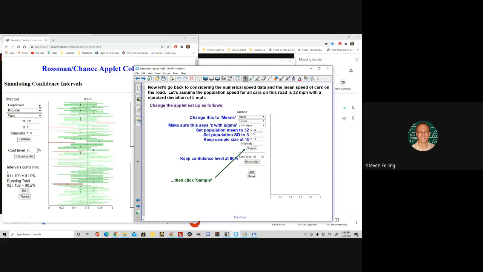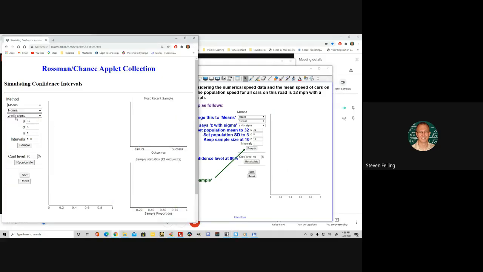Instead of proportions, we change this box here to means. We'll use normal here, and leave this set at its default, z with sigma. Then let's enter a population mean, which means the actual average speed of all cars on this road. Let's assume somehow we knew it was 32 miles per hour. So we'll put 32 in there, and we'll change the sigma to 5.